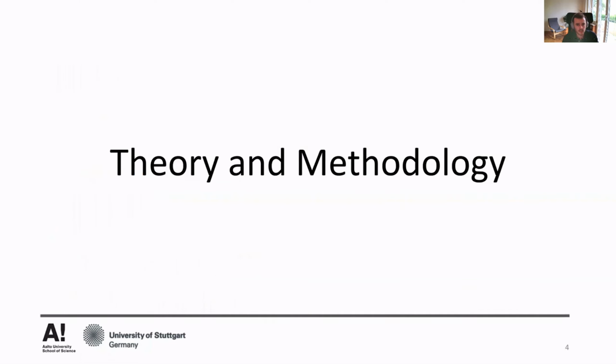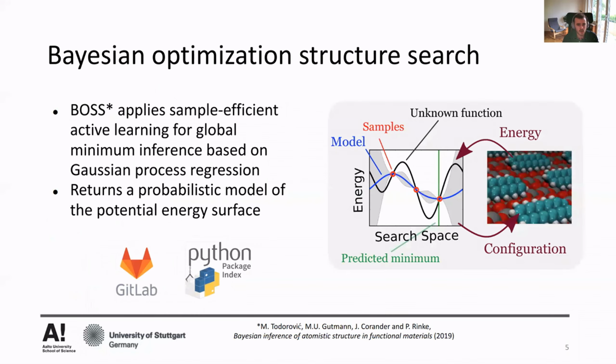I will begin by telling you a little bit more about the underlying theory of Bayesian optimization and also why we use it as a method for structure search. And this brings me to BOSS, a tool that many of you are familiar with. BOSS stands for Bayesian Optimization Structure Search. BOSS is, one can say, a general open source implementation of Bayesian optimization in Python, which has special support for the application in material science.